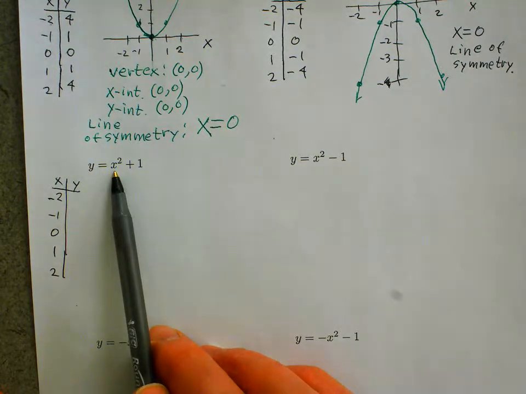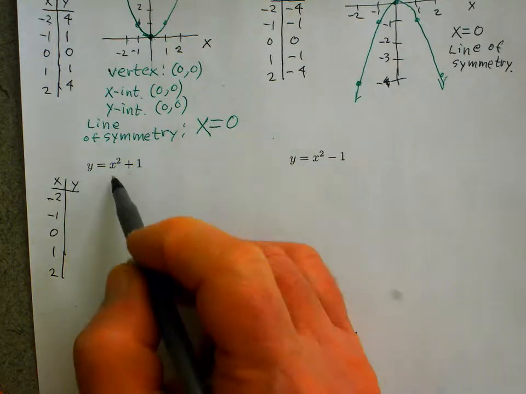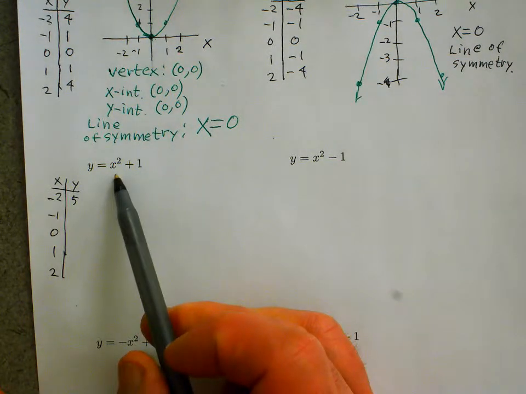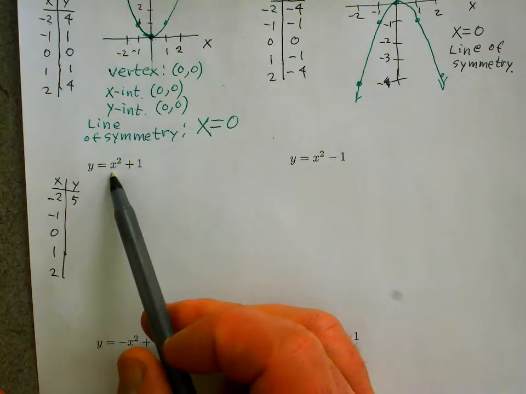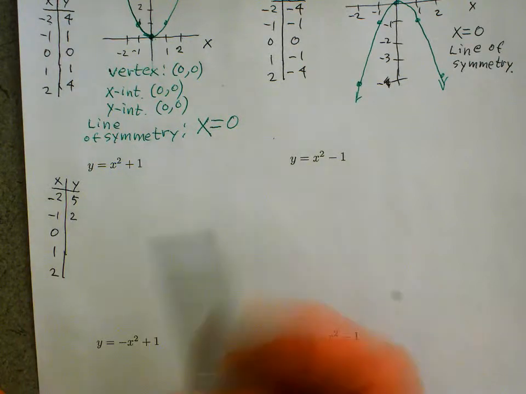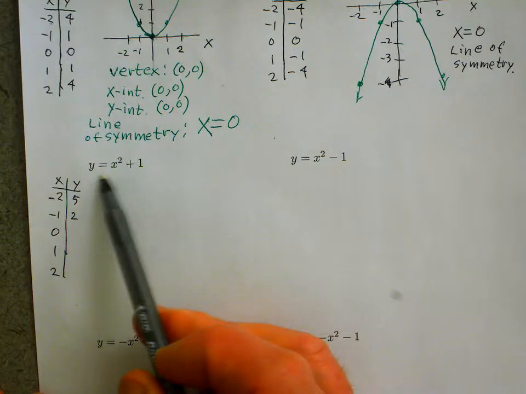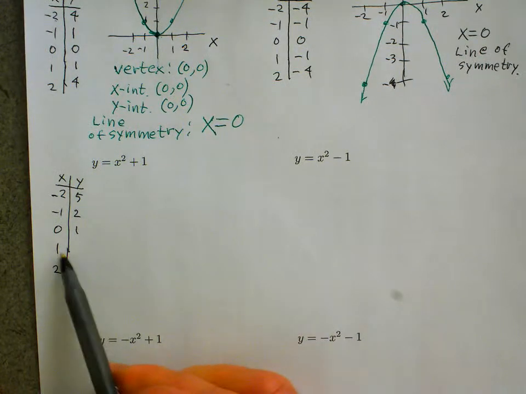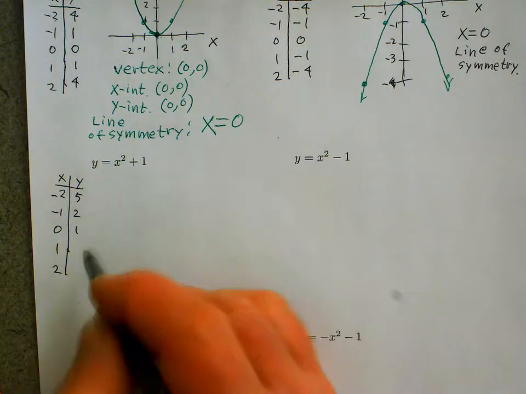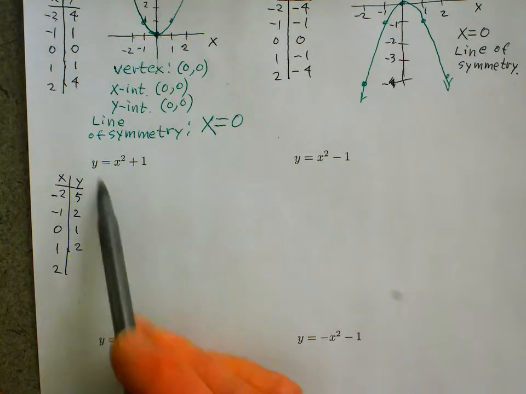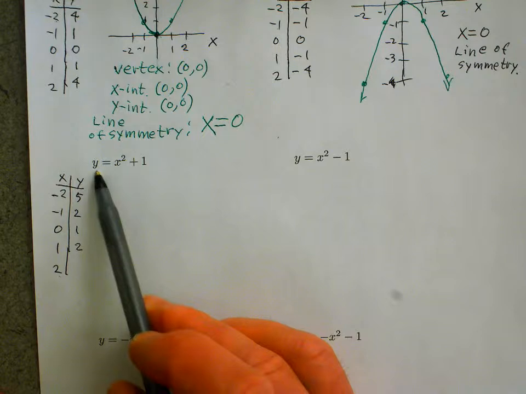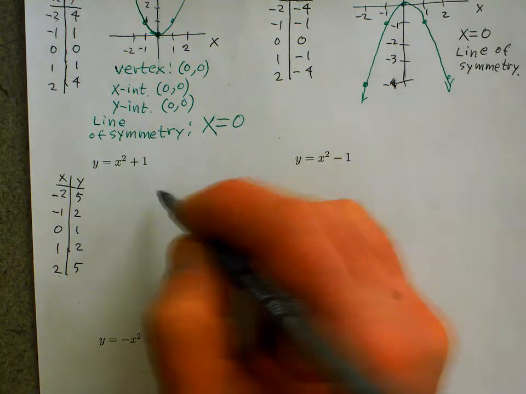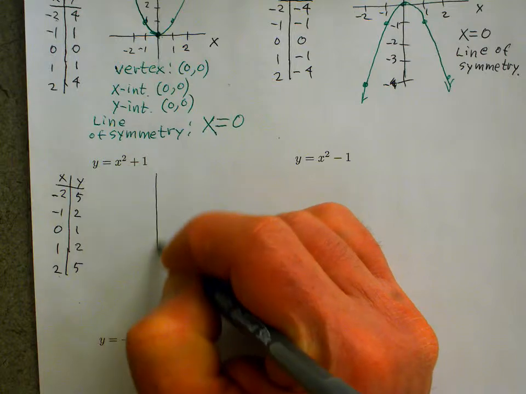When x is -2, the y-coordinate is -2 squared plus 1, or 5. When x is -1, y is -1 squared plus 1, which is 2. When x is 0, y is 0 squared plus 1, or 1. When x is 1, y is 1 squared plus 1, which is 2. And when x is 2, y is 2 squared plus 1, or 5. Okay, so we plot those points.